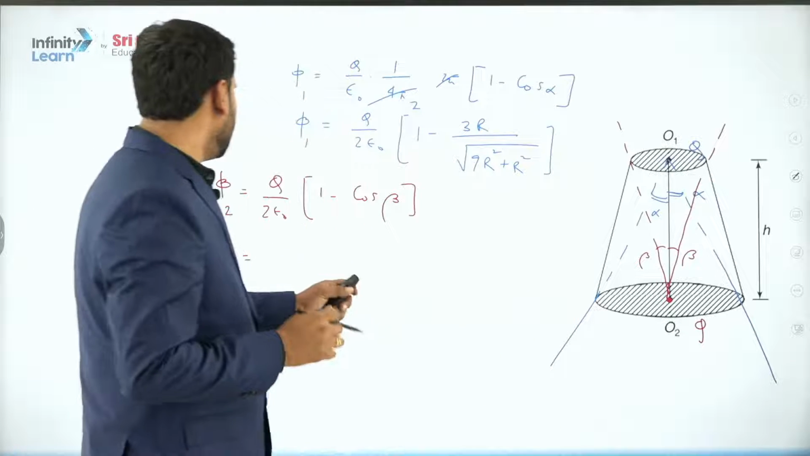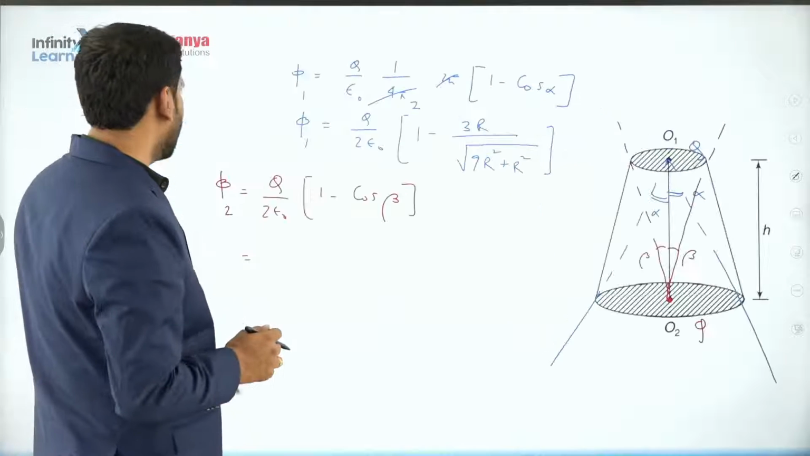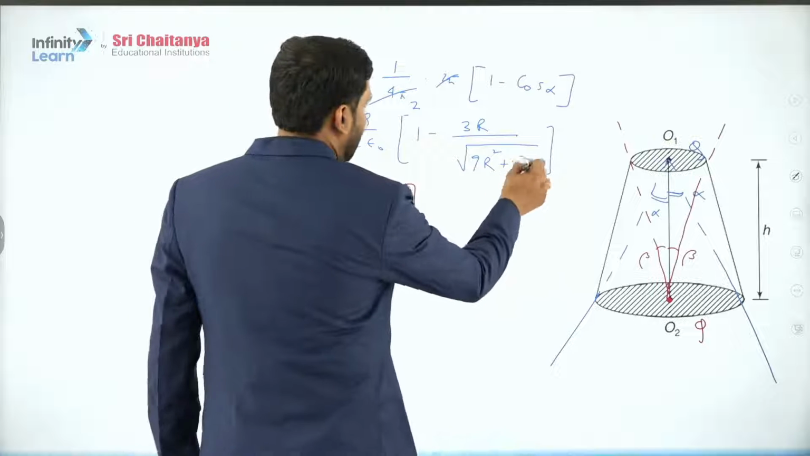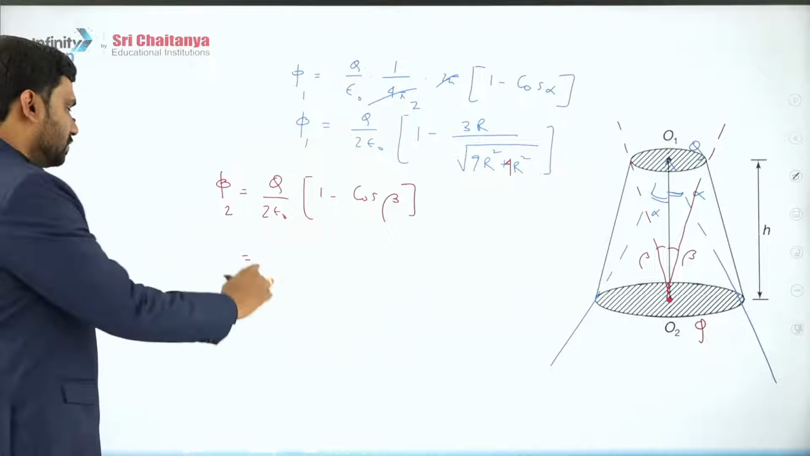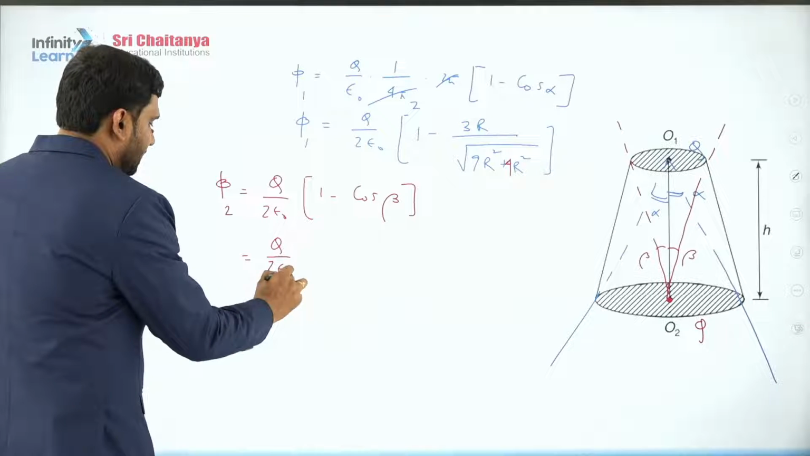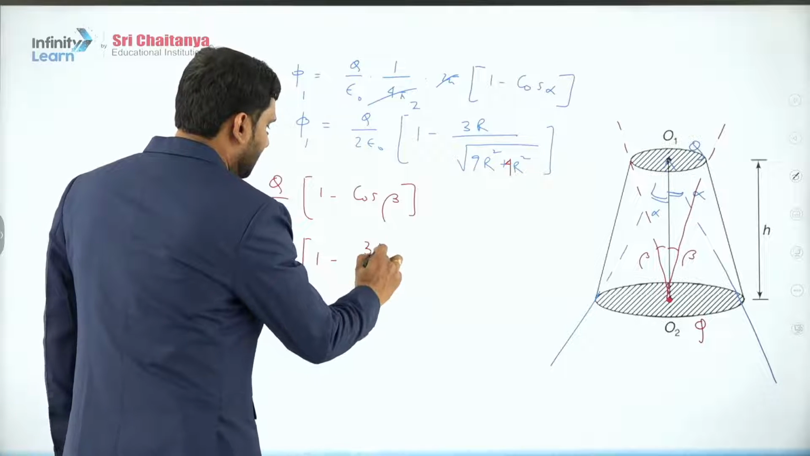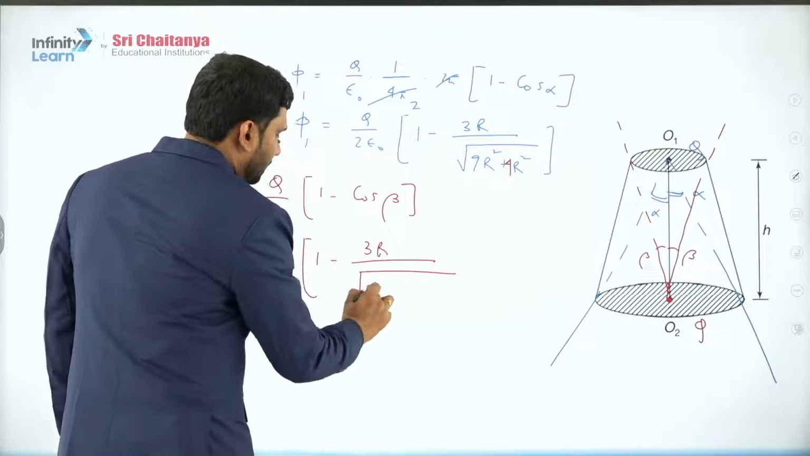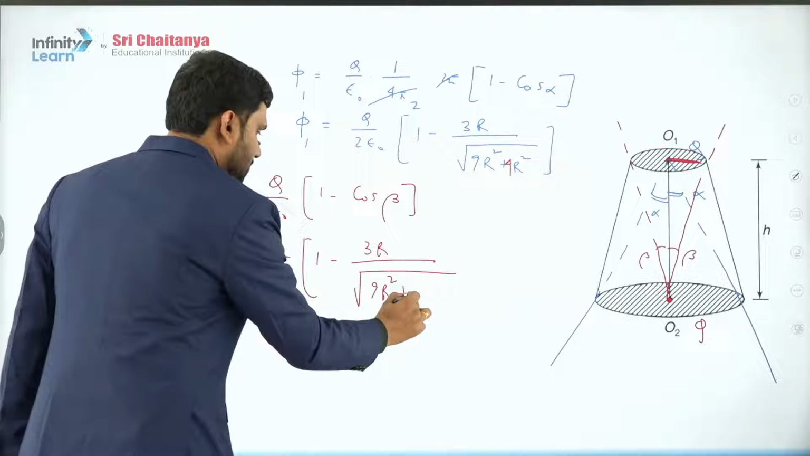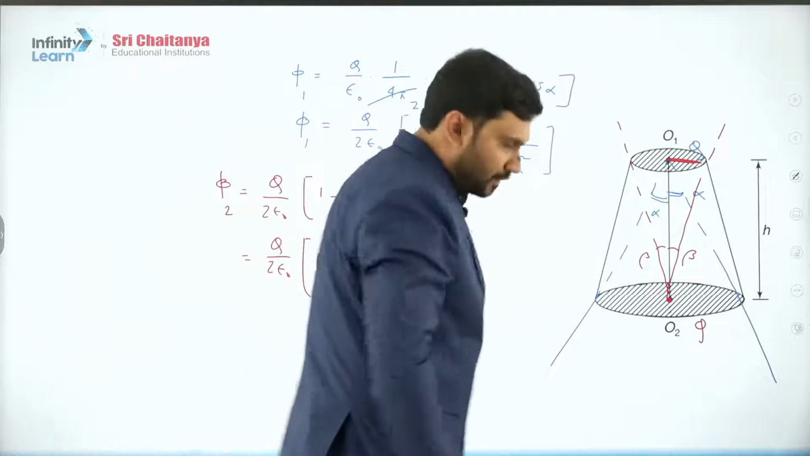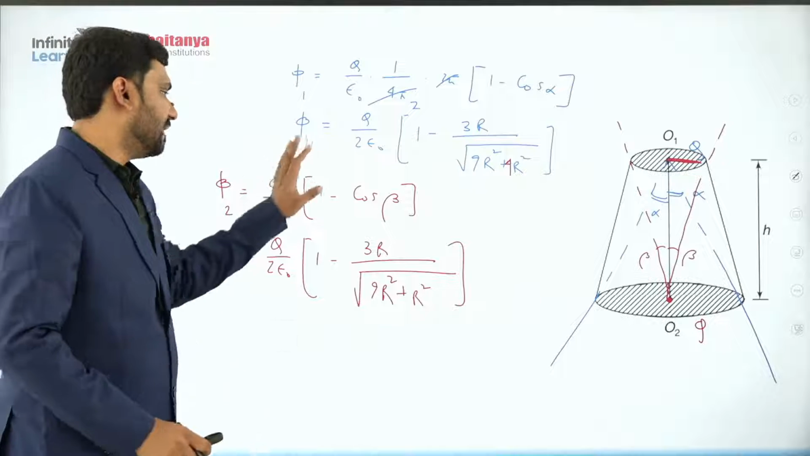I think there is a point. The point is that this base is 2r, right? So in this case, rather than r square, it will be 4r square. So q by 2 epsilon naught into 1 minus cos beta, same height 3r divided by root under 9r square plus 4r square. So if you calculate, you are going to get the answer. What is the ratio of phi 1 and phi 2?